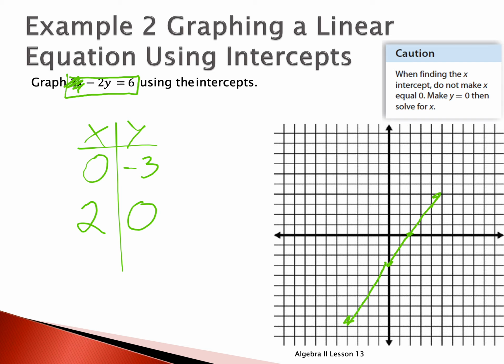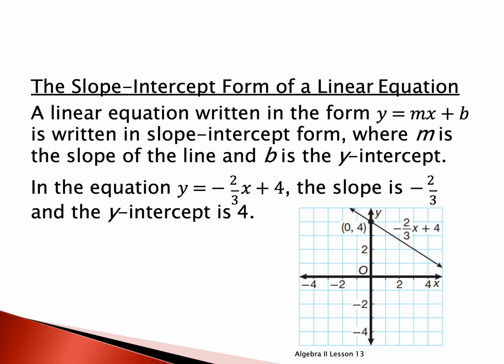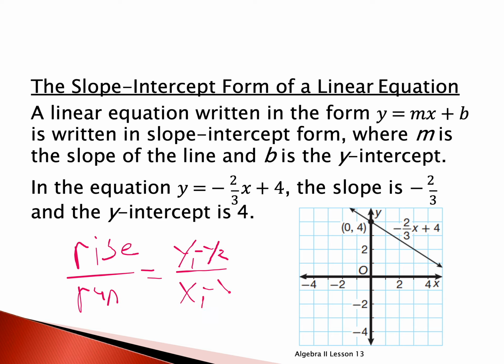So we've seen we can create a table of values, we can use the intercepts, and then finally the third option is to use slope-intercept form, or y equals mx plus b. You recall that the slope is sometimes talked about as the rise over run of a line, or how far our y values are increasing compared to how far our x values are increasing. Our formula for that is the difference of the y values divided by the difference of our x values. So that's going to be the m value.